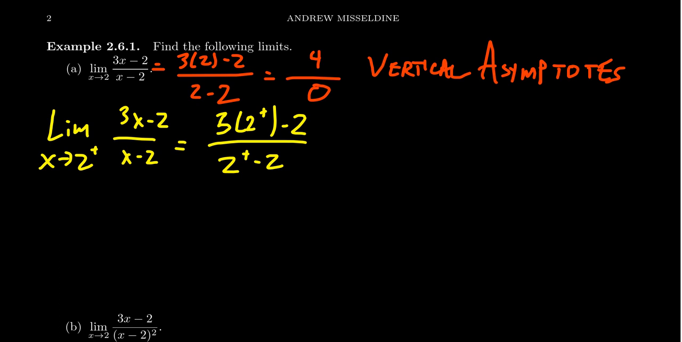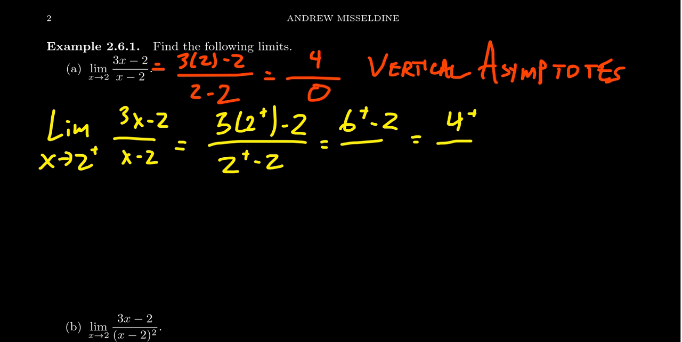Okay, and so what I want you to think about is that when I say 2 plus, I want you to think about what if we were to pick a number that's a little bit bigger than 2, all right? If you take a number that's a little bit bigger than 2 and you times it by 3, you're going to get something that's a little bit bigger than 6, okay? And you're going to subtract 2 from that. Well, if you take a number that's a little bit bigger than 6 and you subtract 2 from it, you're going to get a number that's a little bit bigger than 4, okay?